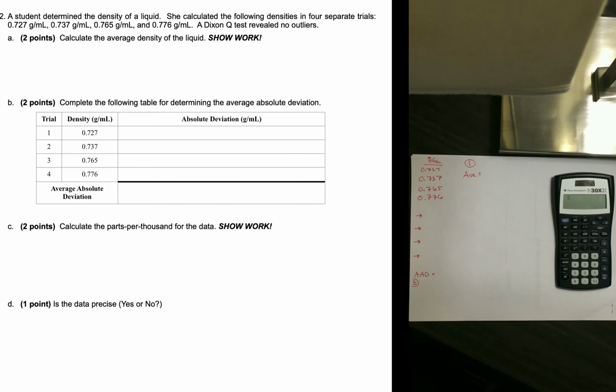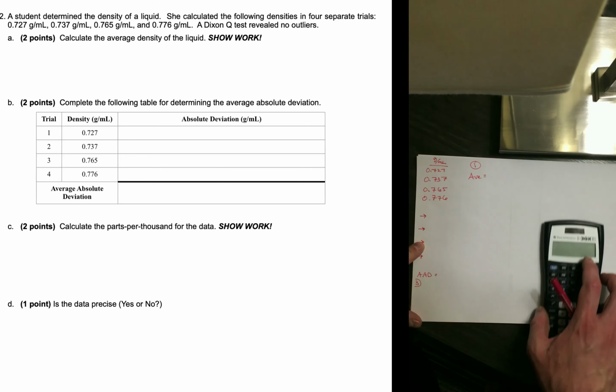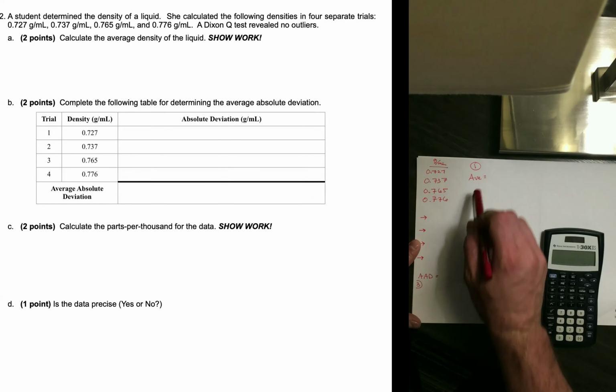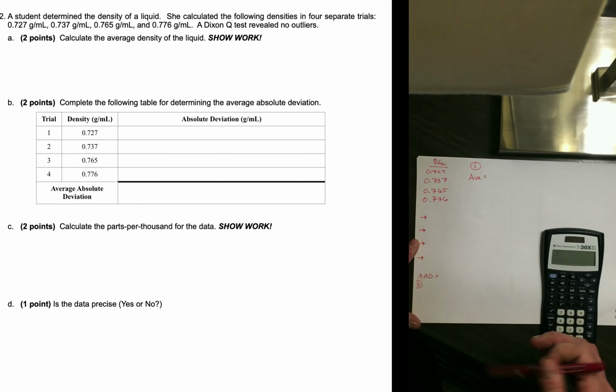In this video, we're going to have a set of 4 density measurements, and what we're ultimately going to do is determine whether or not this data is precise by calculating what's called a parts per thousand. But in order to calculate the parts per thousand, we're going to have to do a few things first. And one of those things is going to be calculating the average of our 4 pieces of data.